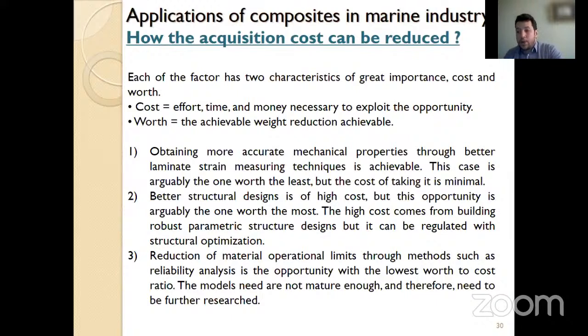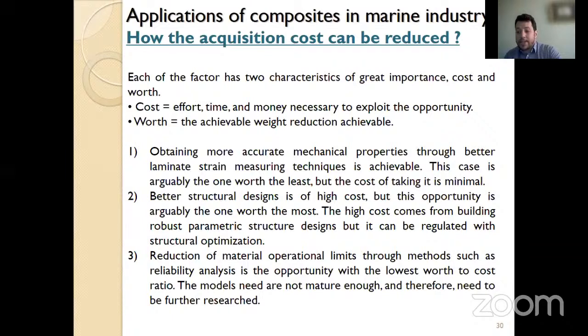Each of the factors has two characteristics of great importance, that are cost and worth. Cost means the effort, time and money necessary to exploit the opportunity, and worth is the achievable weight reduction. First, obtaining more accurate mechanical properties through better laminate strength measuring techniques is achievable. This case is arguably not the one of highest worth, but the cost of taking it is minimal.